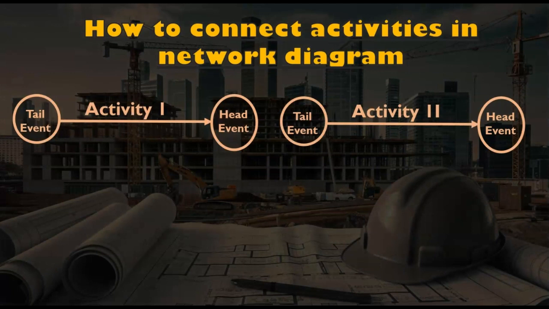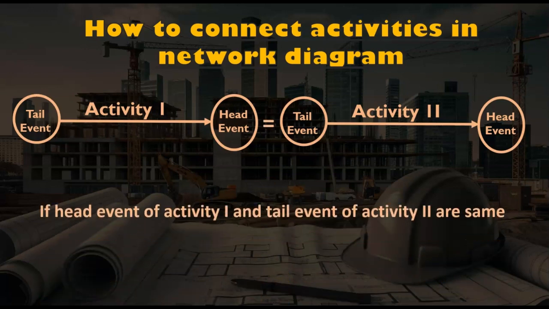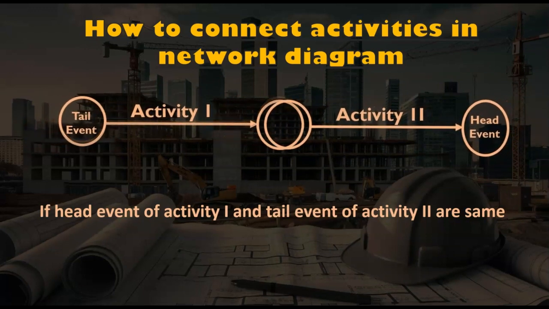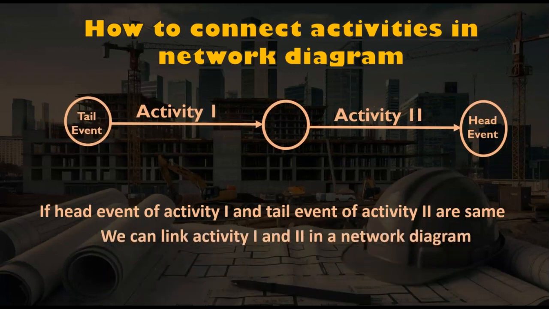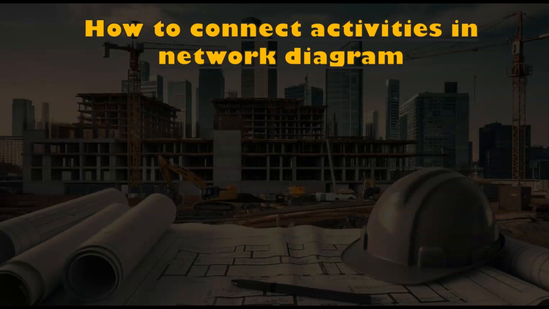Now, how to connect activities in a network diagram. Let's take two activities, activity 1 and activity 2. If the head event of activity 1 and the tail event of activity 2 are the same, then we can connect both the activities. We can link activity 1 and 2 in a network diagram.